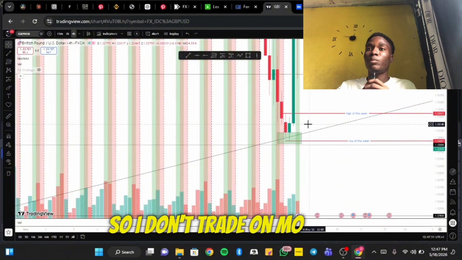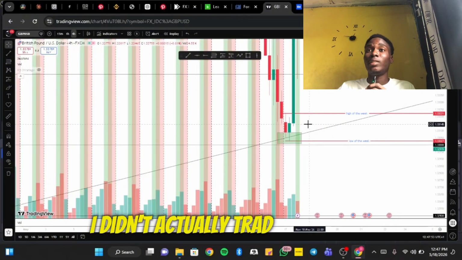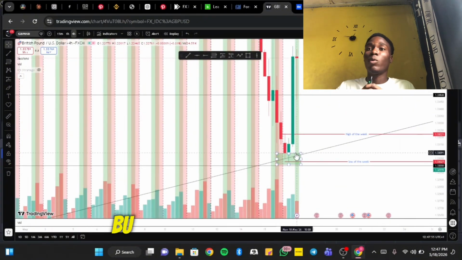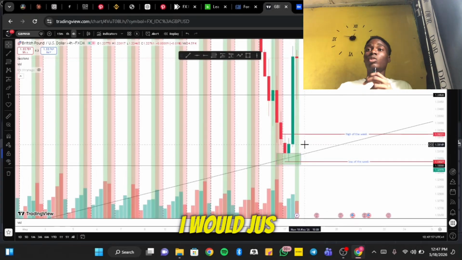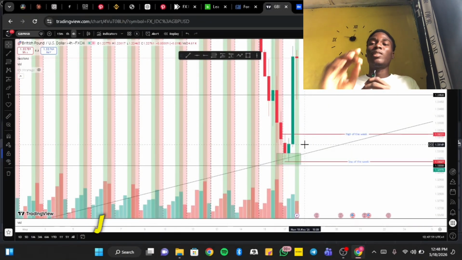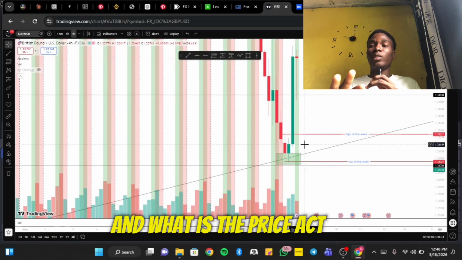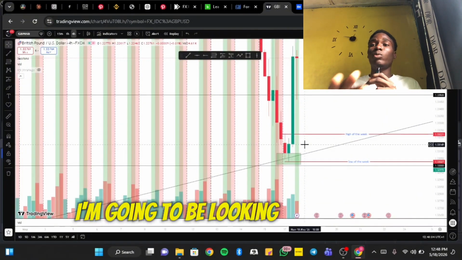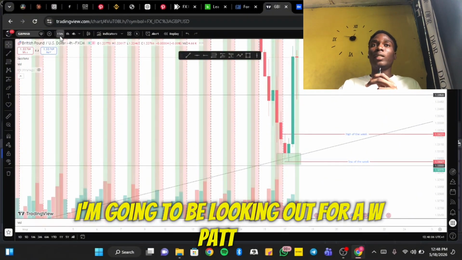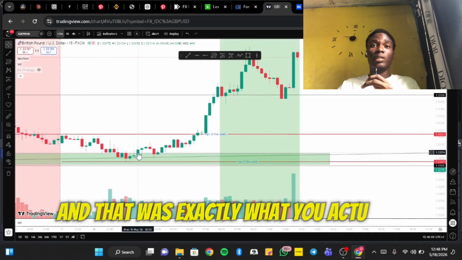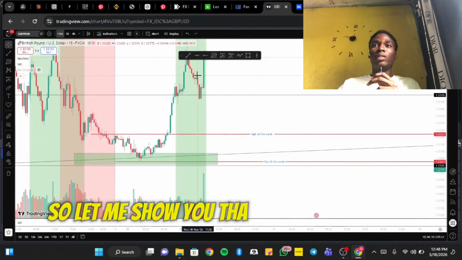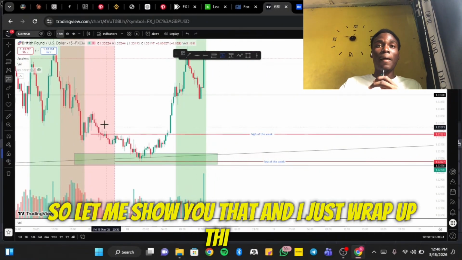So I don't trade on Mondays. I didn't trade this at all. But if I would have traded it, I would just go to the 15 minutes time frame and watch out for price action. And what is the price action I'm going to be looking out for? I'm going to be looking out for a W pattern, and that was exactly what it printed. So let me show you that, and I'll just wrap up this.